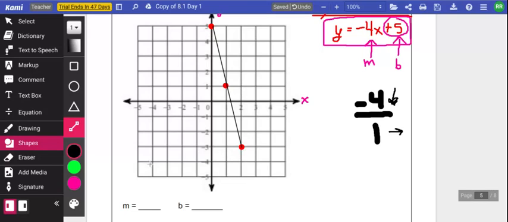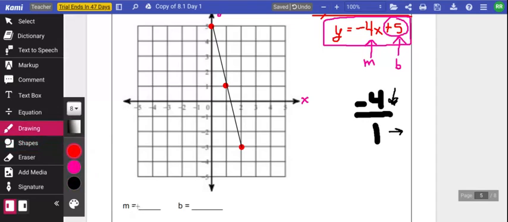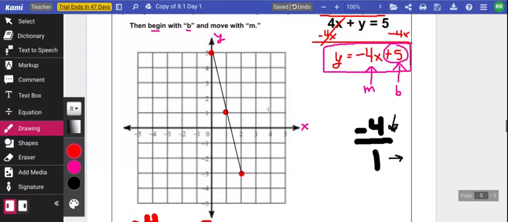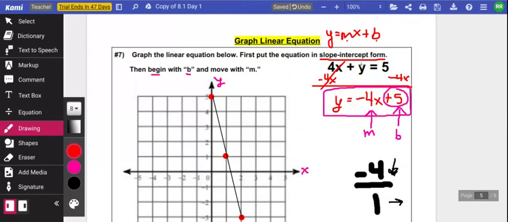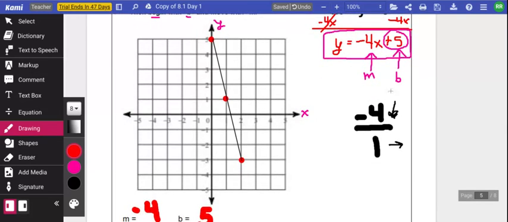So on this line right here, we said the slope is -4, and b was 5. The y-intercept was 5. So that's what I would write on the line. So I started with the equation. It was not in slope-intercept form. I put it in slope-intercept form. I identified m, the slope, which was -4. I identified b, the y-intercept, which was 5. I began with b, and I moved with m.